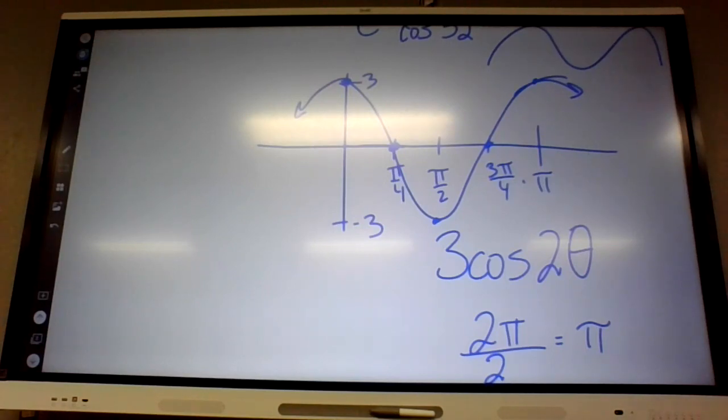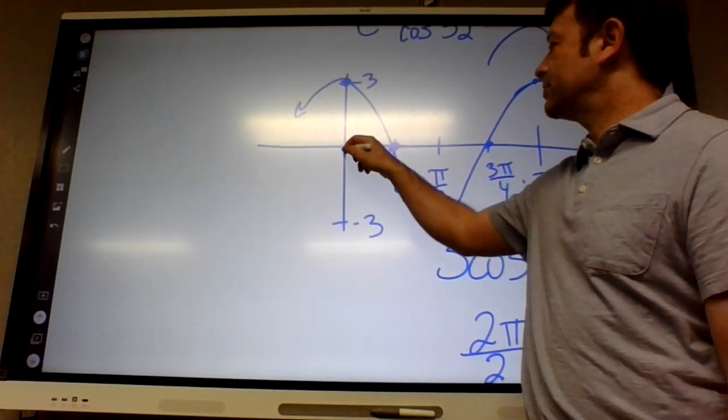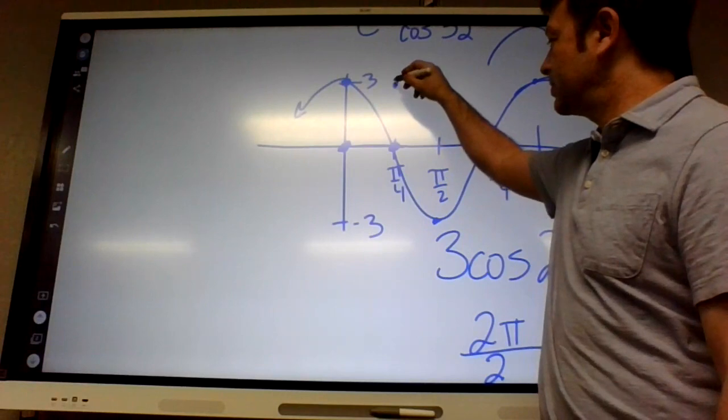What's the only difference with sine? It starts in the middle going up. Yeah. So if it was a sine graph, it would have looked just like this.